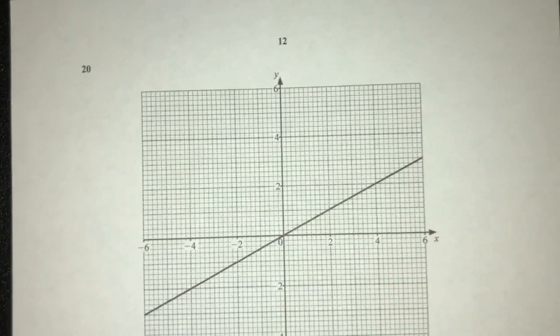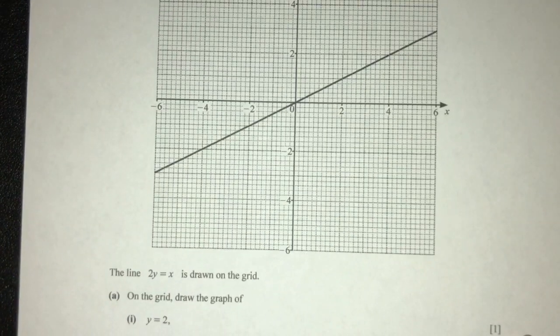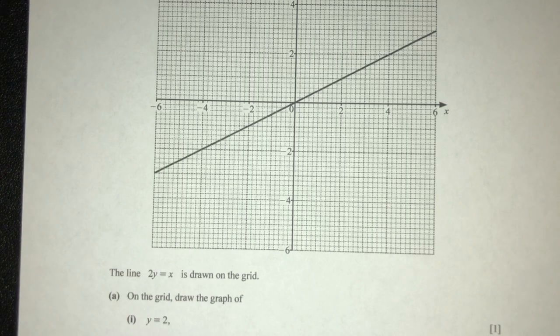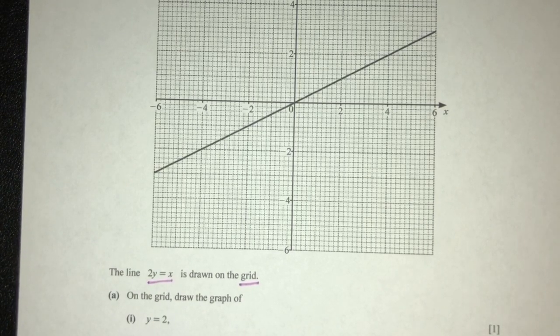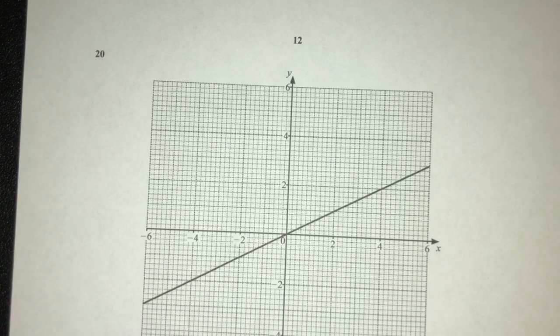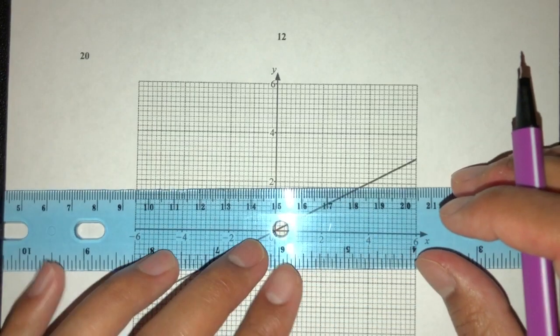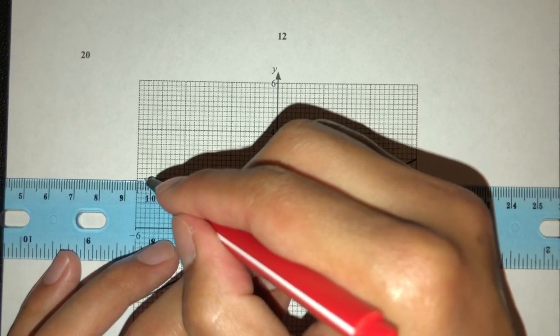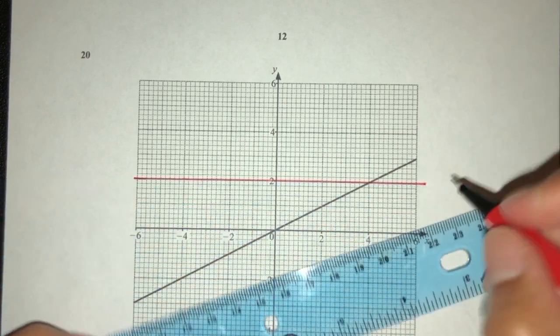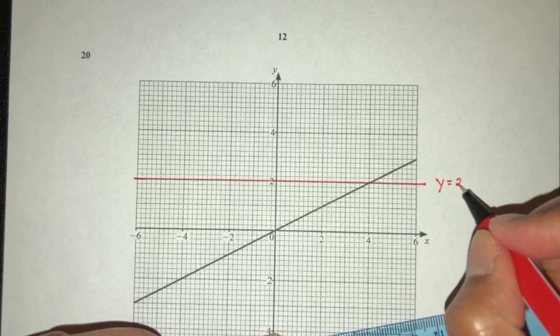Now let's move on to question number 20. Here we have the line 2y equal to x drawn on the grid. Now on the grid also draw the graph of y is equal to 2. Pretty easy. That will be a horizontal line at this value 2. That will be y is 2.